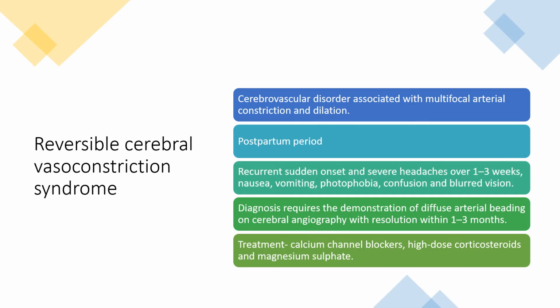So another cause of headache is reversible cerebral vasoconstriction syndrome. So it's a cerebrovascular disorder associated with multifocal arterial constriction and dilation, usually seen in the postpartum period, with recurrent sudden onset and severe headaches over 1 to 3 weeks, associated with nausea, vomiting, photophobia, confusion, and blurred vision. Diagnosis requires demonstration of diffuse arterial beading on cerebral angiography with resolution within 1 to 3 months. Treatment is with calcium channel blockers, high-dose corticosteroids, and magnesium sulfate.